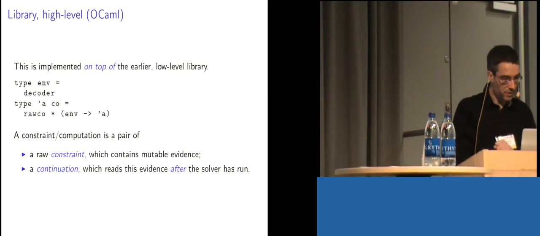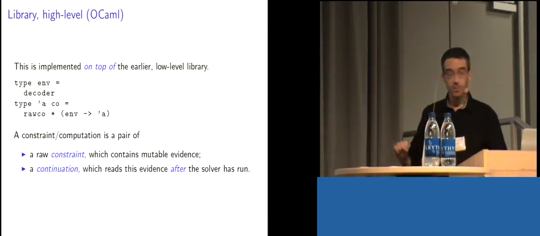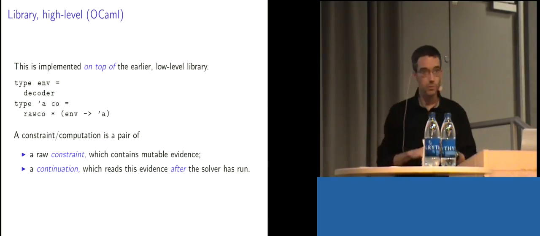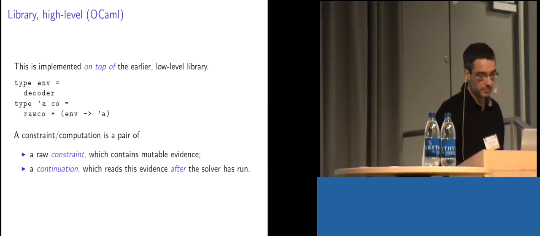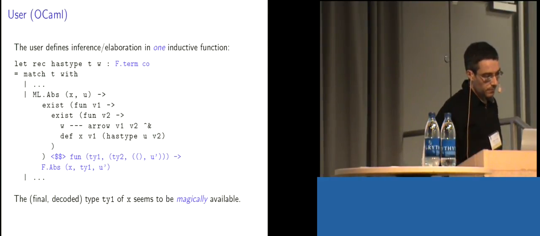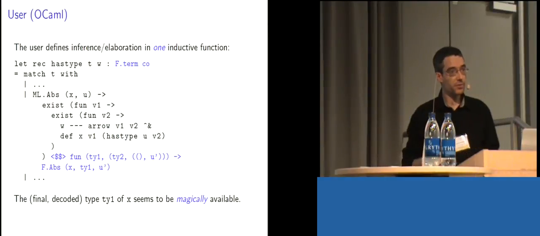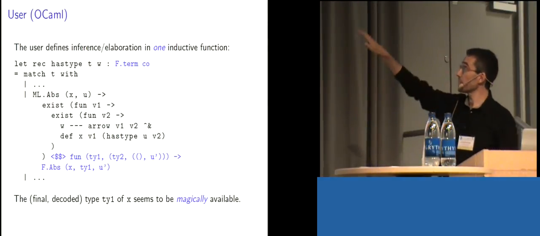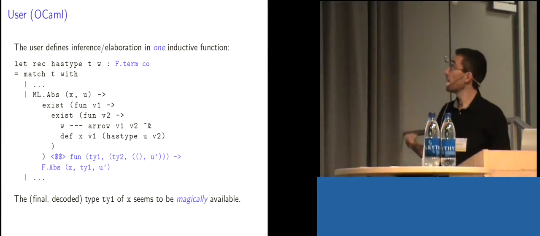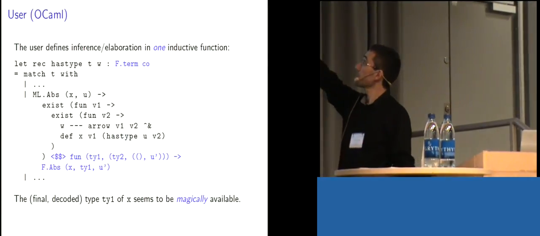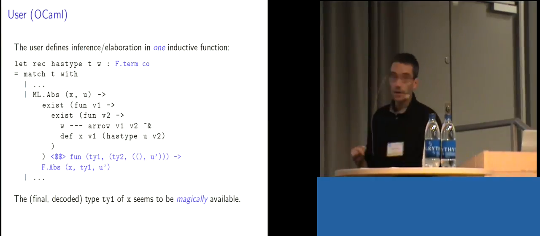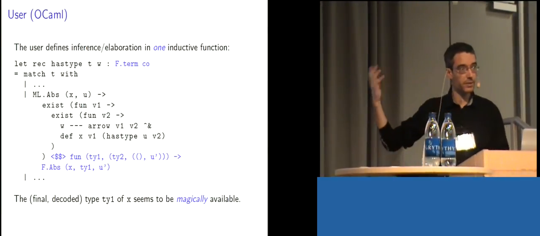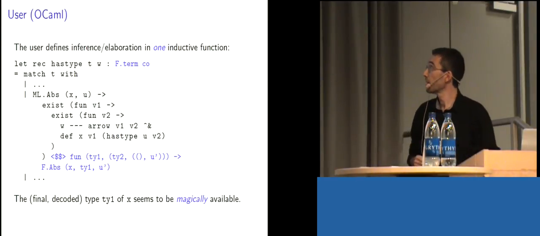I need to go a little bit faster. I just say that the implementation of this is very easy. It's just the tiny type definitions and a tiny set of combinators. And this allows the user to define inference and elaboration in just one recursive function, which is exactly the same as before. The changes are in blue. Instead of directly producing a constraint as before, I'm now producing a constraint with a value, and the value will be a System F term.